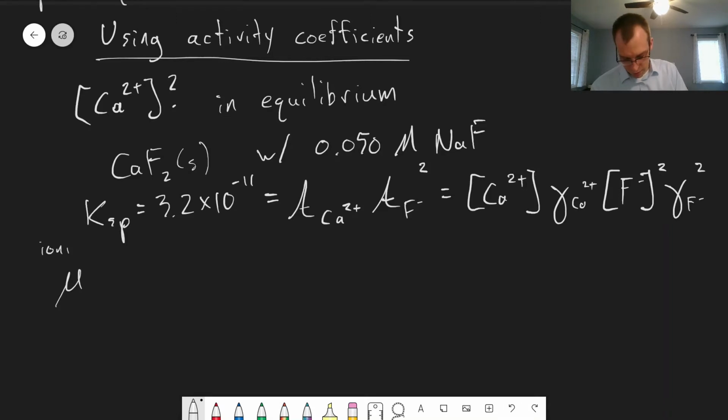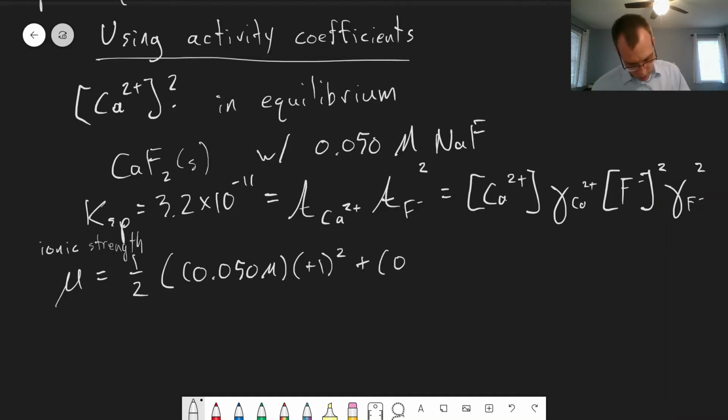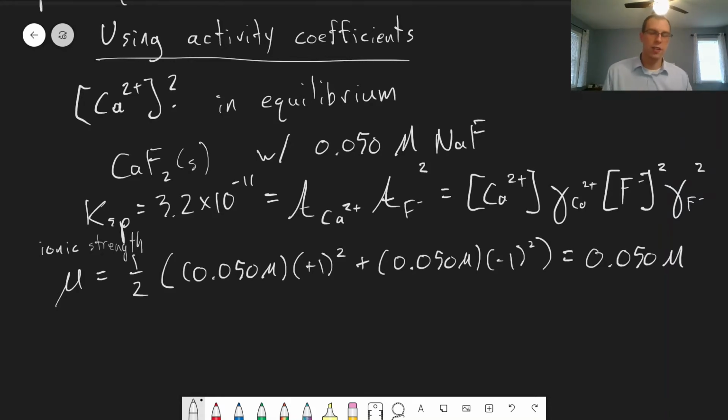Okay, so the first thing we need to know is what is mu? What is the ionic strength? Because we do have the sodium fluoride that's already present. So that's going to be equal to 1/2 times the concentration of sodium, which is 0.050 molar, times positive 1 squared, plus 0.050 molar times negative 1 squared for fluoride, which gives us 0.050 molar. So our ionic strength is equal to the concentration here, and this is true for any 1-to-1 salt. Once we have 2-to-1 and different charge states present, that's not going to be true anymore.